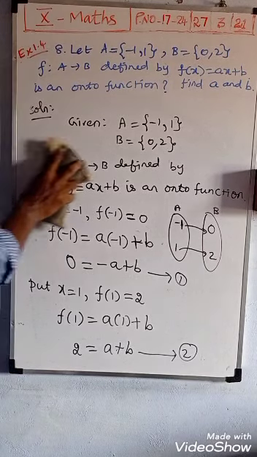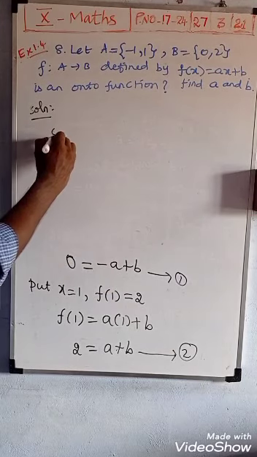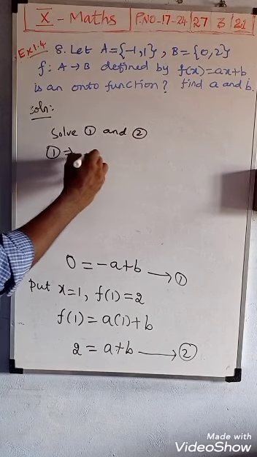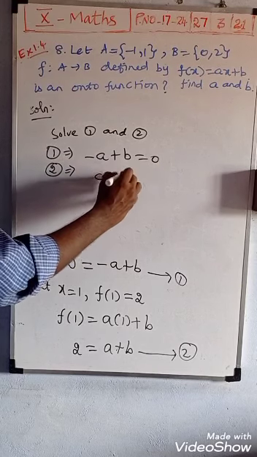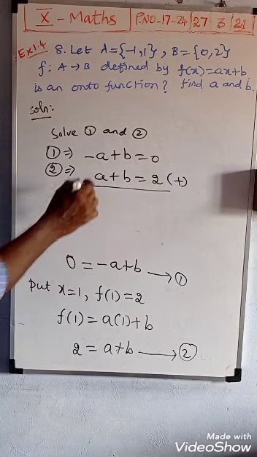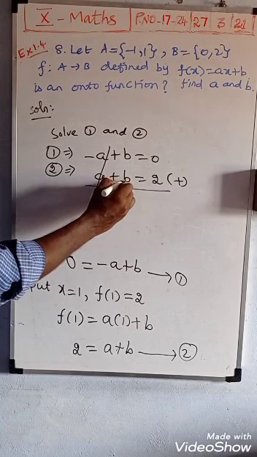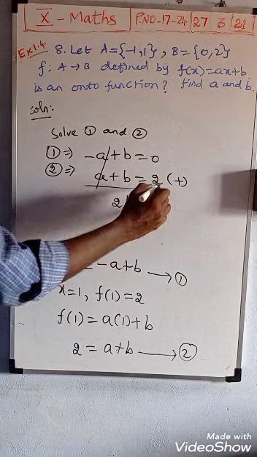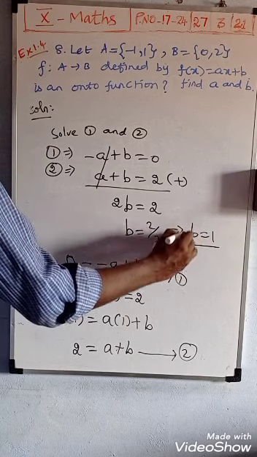Now solve 1 and 2. First equation, you write minus a plus b is equal to 0. Second equation is a plus b is equal to 2. So you should add as it is. You will eliminate one of the variables: minus a and plus a will get cancelled. You know the elimination method. b plus b, you add to get 2b. 2b is equal to 2. Now b is equal to 2 by 2, cancel, means b value is 1.